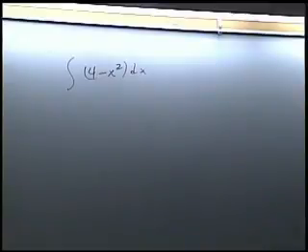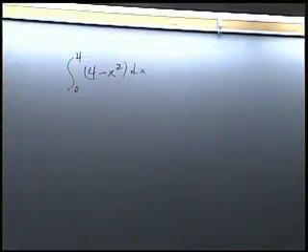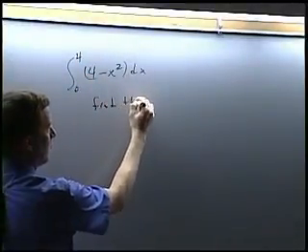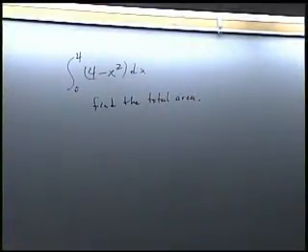We're going from 0 to 4 on 4 minus x squared. But this time, instead of just saying to calculate this, the question says find the total area. Now, if the question says find the total area, do we want positive and negative areas to cancel each other off? No. We want to find a total area.